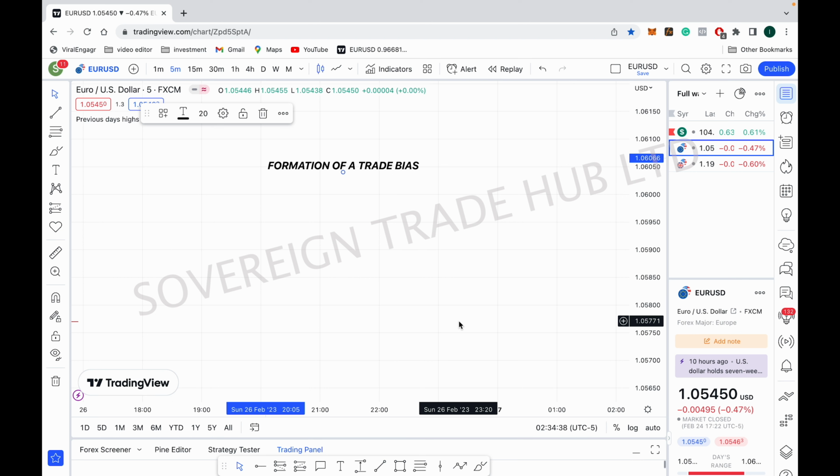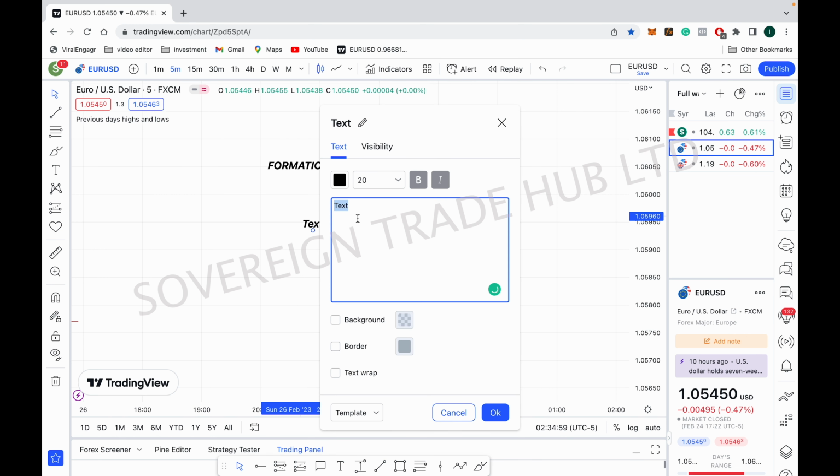So that being said, there are majorly three things I put in mind when I'm trying to form a trade bias. Though based on experience, it just happens extemporaneously without much thought or premeditation. So that being said, let's go.